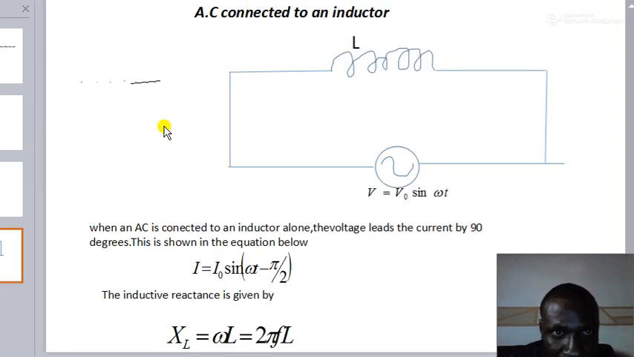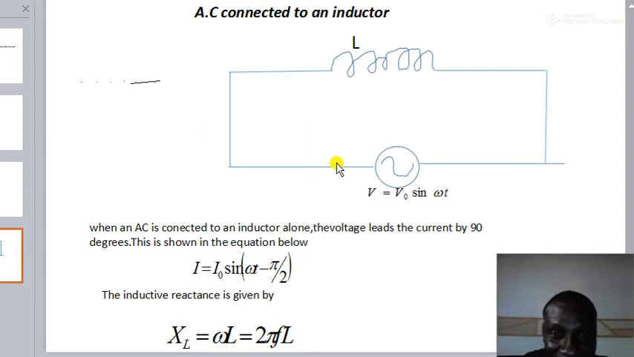So now we turn to the case of an alternating current connected to an inductor. We have seen the alternating current connected to a resistor. We have seen the alternating current connected to a capacitor. And now let us turn attention to the alternating current connected to a simple device that looks like a coil, but it's called an inductor.